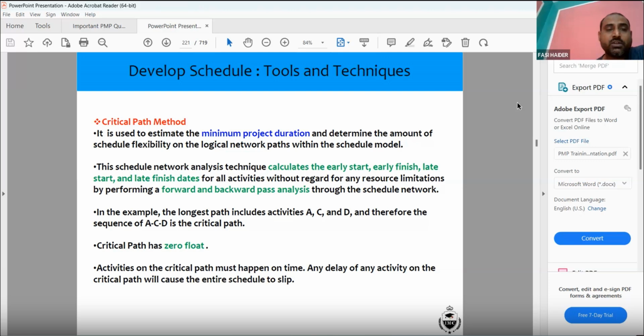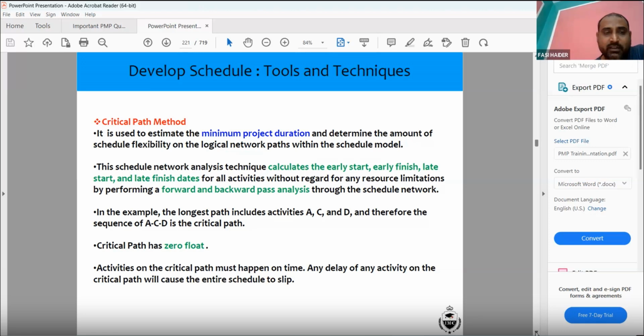So the critical path method is used to estimate the minimum project duration and determine the amount of schedule flexibility on the logical network path within the schedule model. In this, the critical path has 0 float. When we talk about 0 float, if you take the maximum timeline, then you don't have any flexibility because you have already used all the float. So in the critical path method, you always have to take the longest path through the activities.